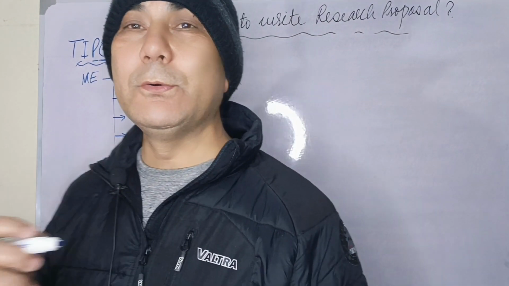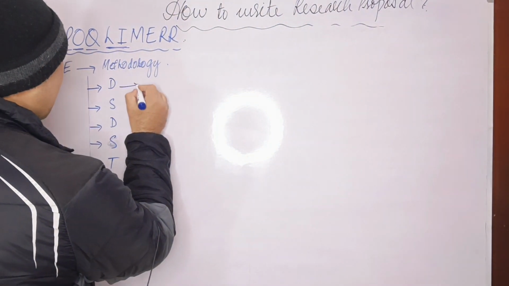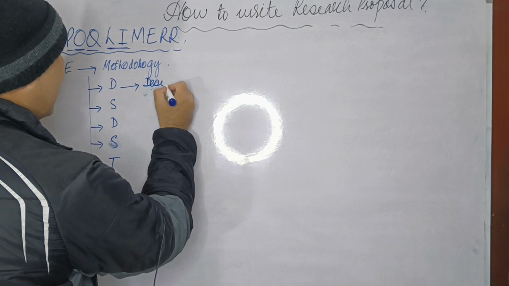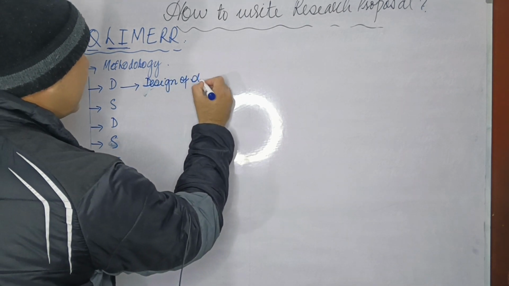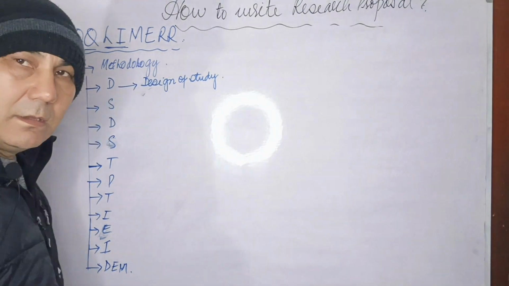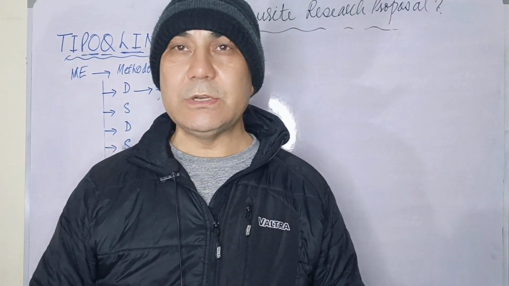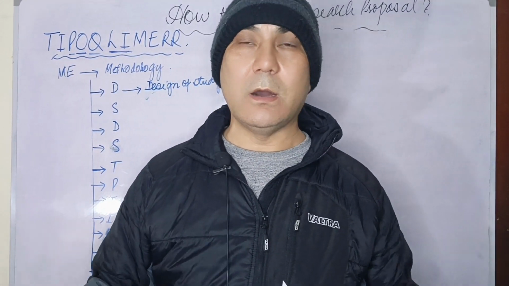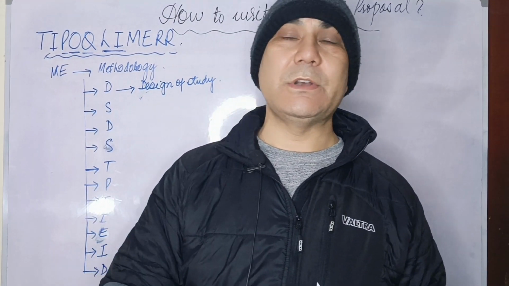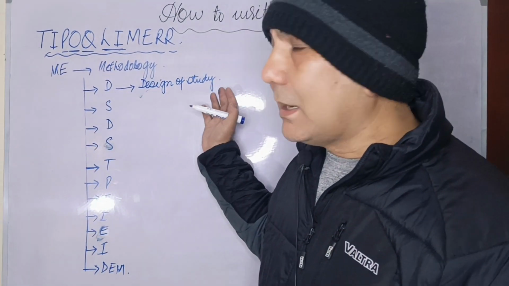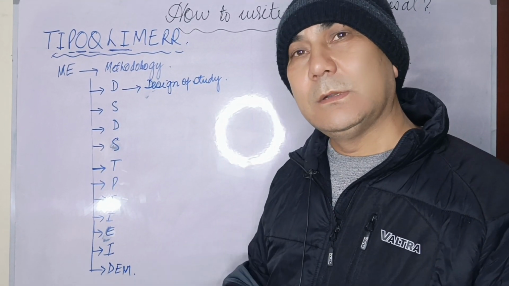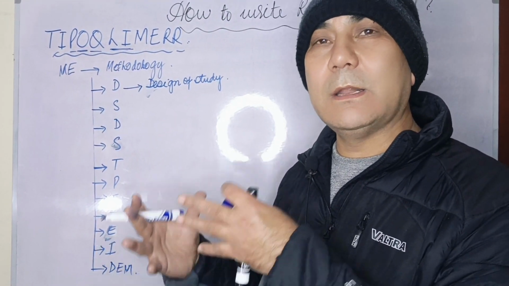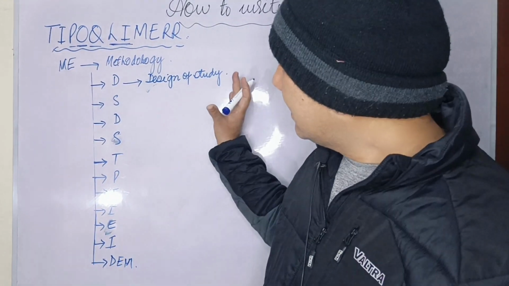Now let's see what you will do in this. The first DS is for the research study design, the design of your study. It means I will conduct this study as a cross-sectional study, descriptive study, case control or cohort study, prospective cohort or retrospective cohort study, an RCT, randomized controlled trial, or a quasi-experimental study design or community trial. Okay, these are the study designs.